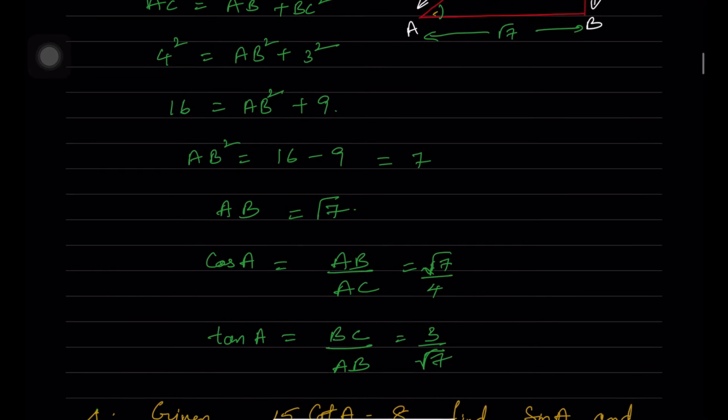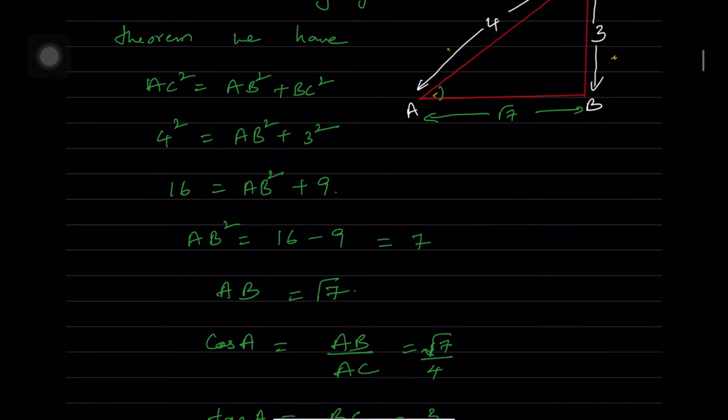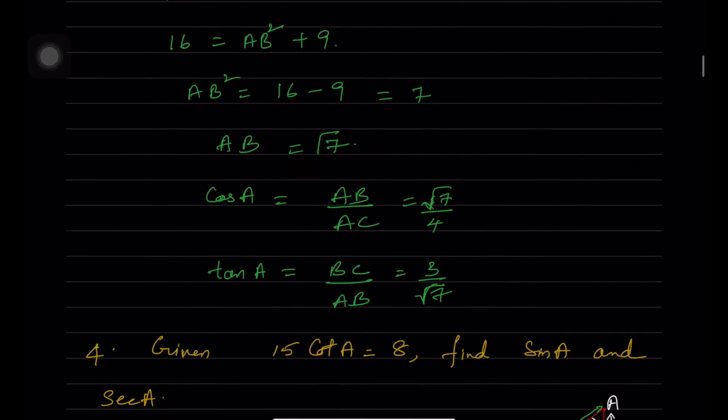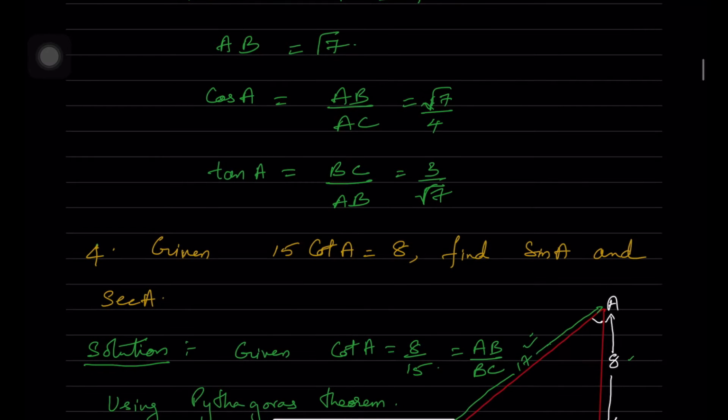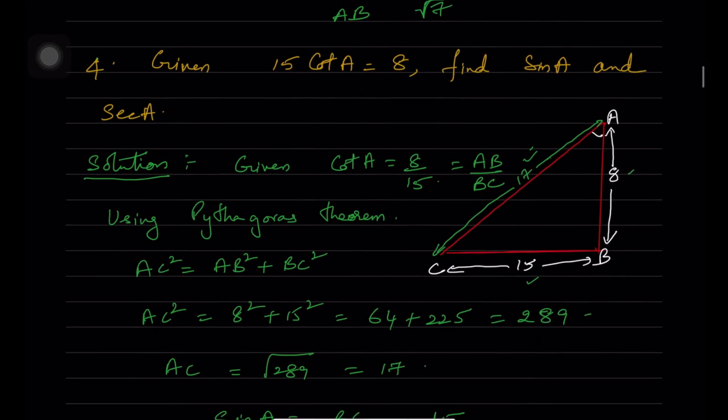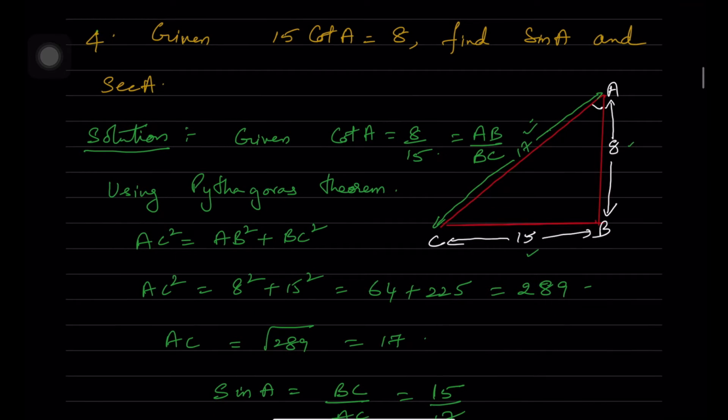Now what is cos A equal to? Cos A is equal to AB by AC, that is root 7 by 4. Tan A is equal to BC by AB, which is 3 by root 7. Now the fourth one: given 15 cot A is equal to 8, find sin A and sec A. Given cot A is equal to 8 by 15, we know that cot A is nothing but adjacent side by opposite side. So this is the adjacent side.